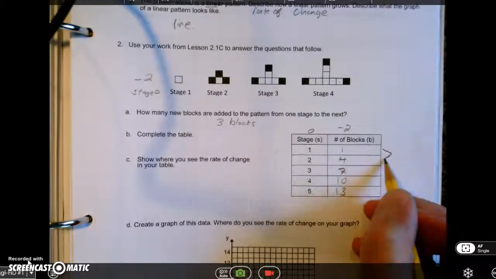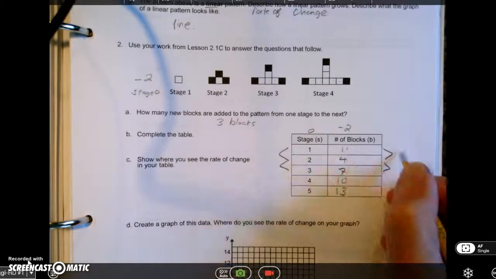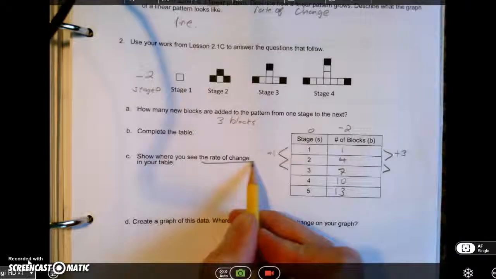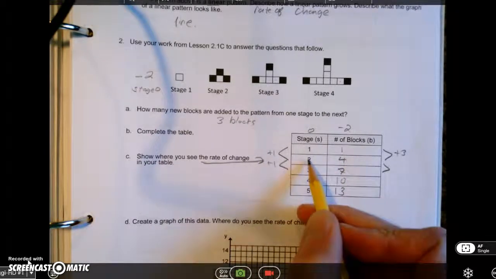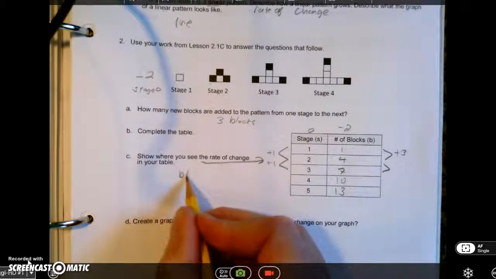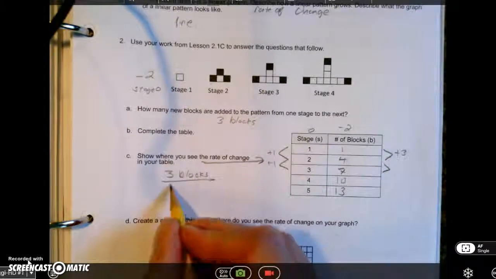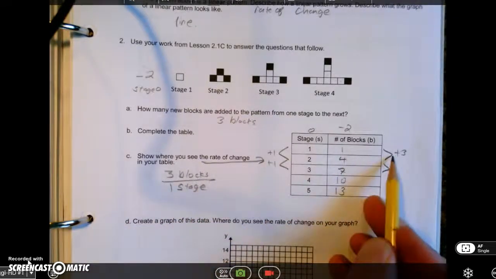What am I doing right here? What am I showing right now? This is growing by 3 as this grows by 1. This right here that I'm indicating on the table, the growth of the blocks per stage is the rate of change. So 3 blocks per 1 stage. My rate of change is 3.